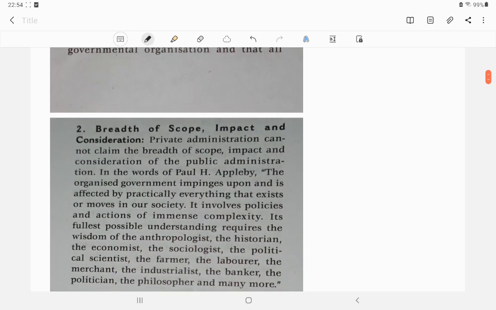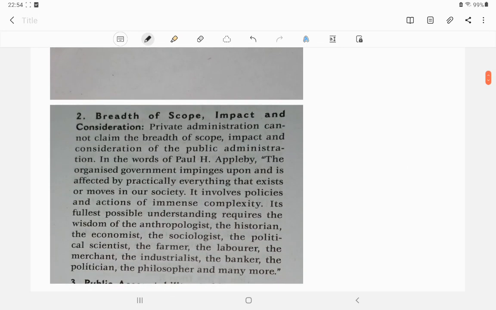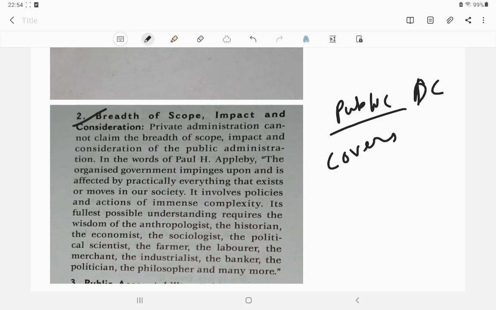Next, breadth and scope and impact. Breadth of scope, impact, and consideration means public administration though kuntu chaka cover kore. So for example, ekta deputy commissioner ekta, so he covers the, suppose he is the deputy commissioner of say Noklak.